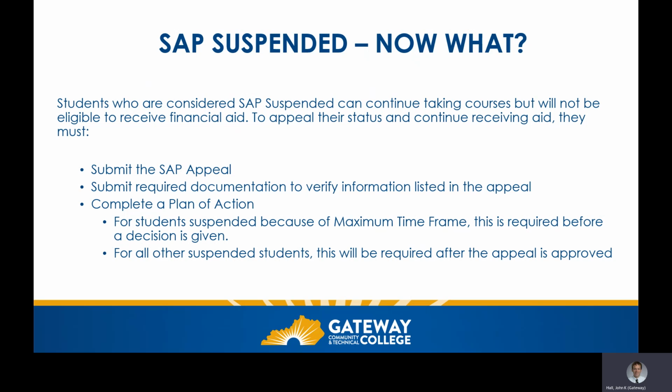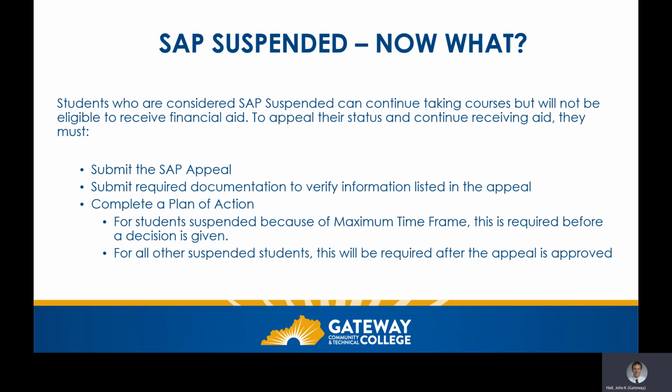Students must submit the online SAP appeal. They must submit required documentation to verify that the information that's listed in the appeal is accurate. So basically, whatever the student writes about in their appeal, they must have some sort of documentation to verify that information.